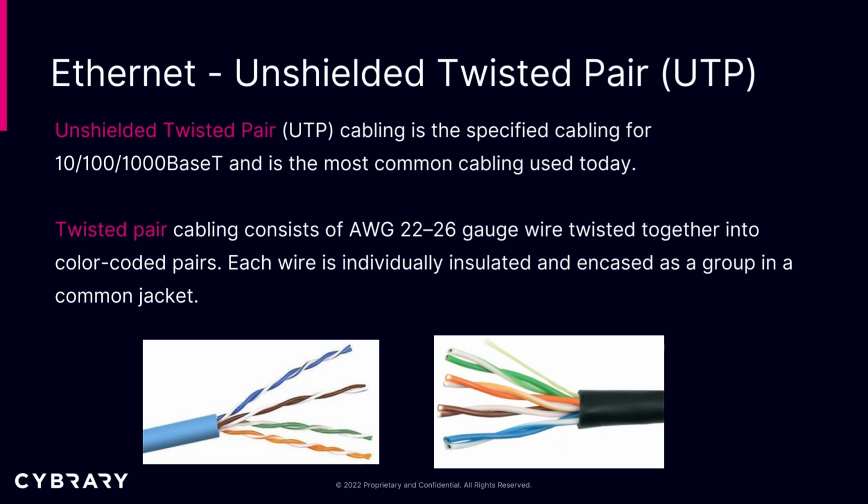Now, first, let's look at unshielded twisted pair. Unshielded twisted pair or UTP cabling is the specified cabling for the 10, 100, 1000 base T networks. So, this is really the most common cabling that we use today. And you've probably seen that as an Ethernet cable. Twisted pair actually is cabling consisting of 22 to 26 gauge wire twisted together into color coded pairs. Each wire is individually insulated and encased as a group in a common jacket, as you see here.